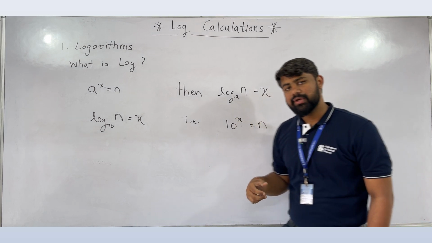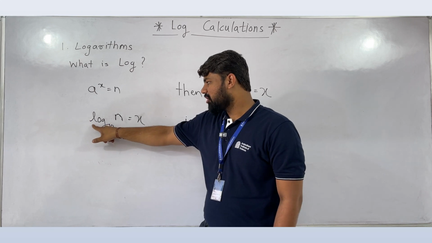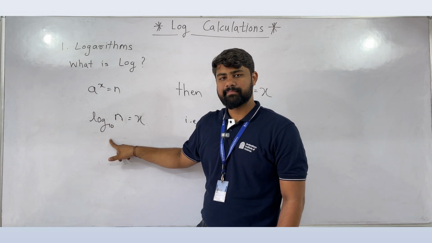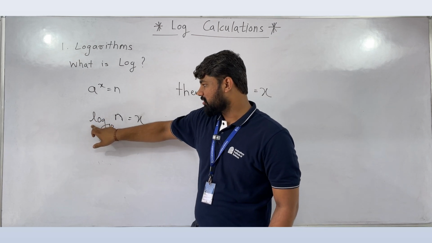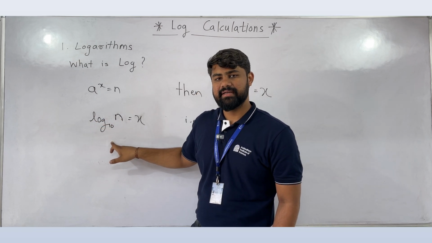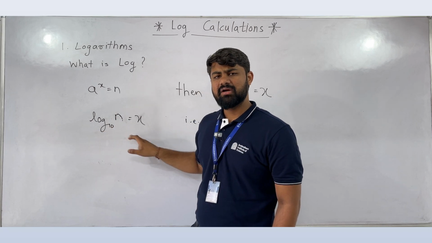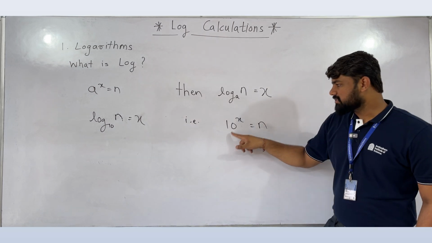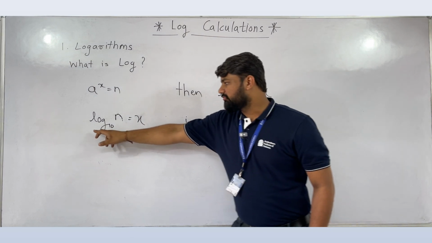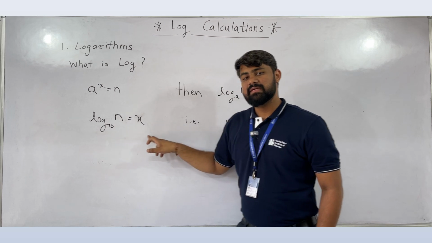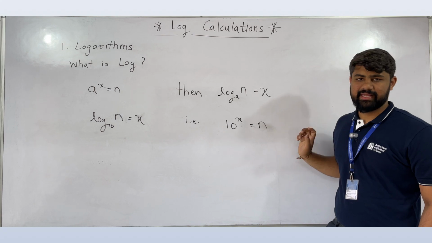If a raised to x is equal to n, then log of n to the base a is equal to x. Now, when we use the logarithms table provided for us, we get values of log of a number to the base 10. Let's say log of number n to the base 10 is equal to x. What that means is 10 raised to x is equal to n. Log of n to the base 10 is equal to x means the power of 10 which gives the number n.